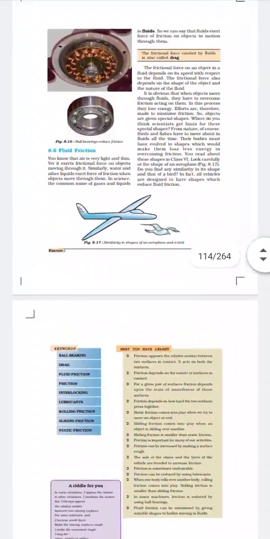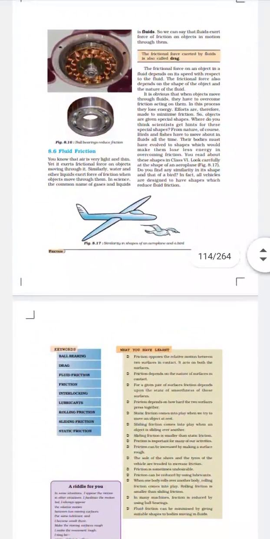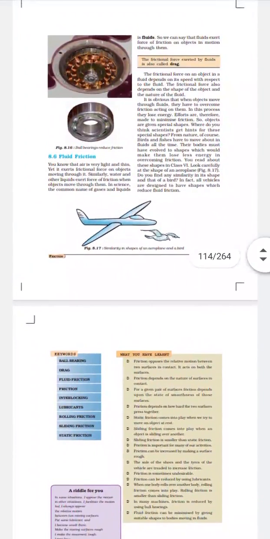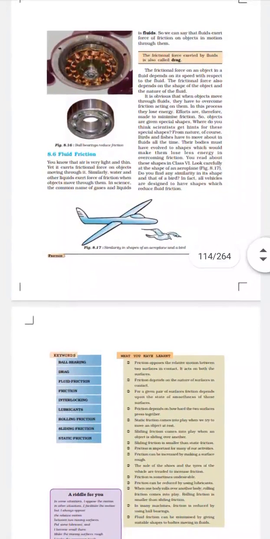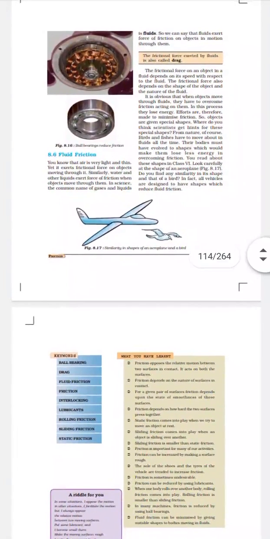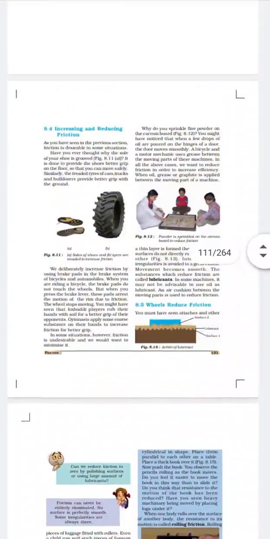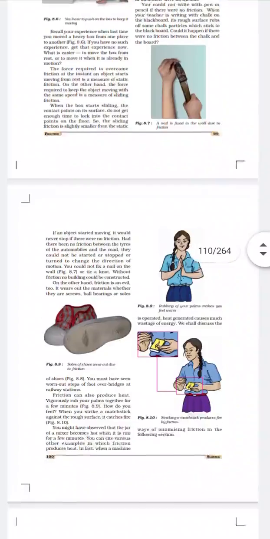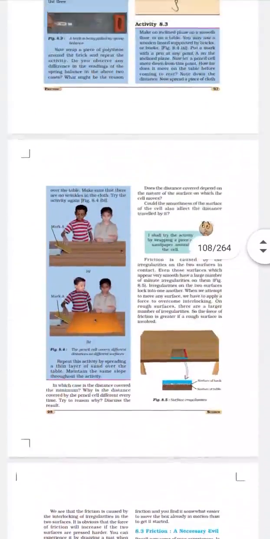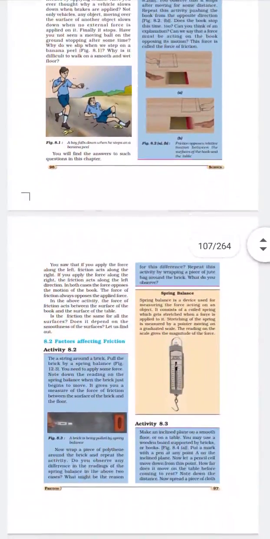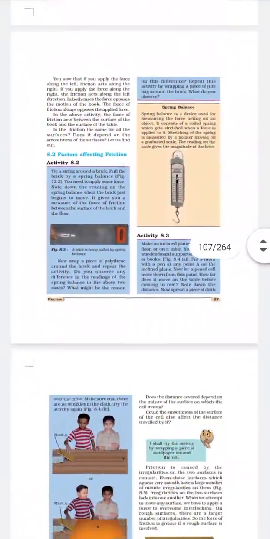Objects and vehicles have special shapes to prevent fluid friction. First, what is frictional force? Types of friction. Factors affecting friction are discussed.